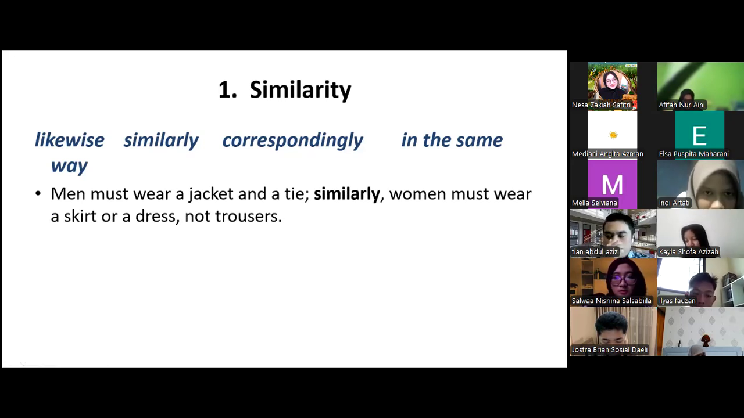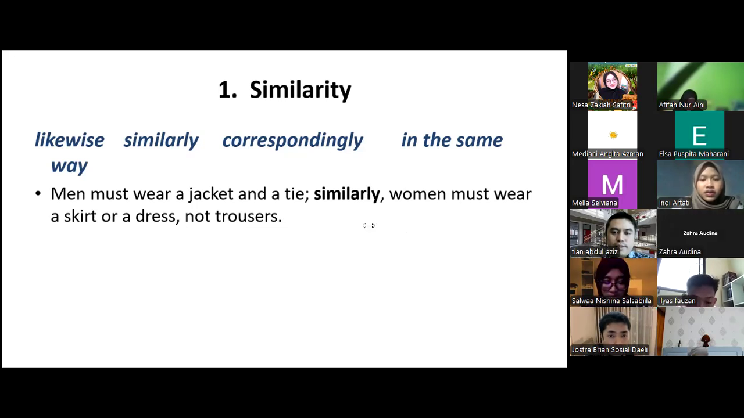I'll pick someone to read the sentence. Okay, for the first turn, I'd like to invite, let's start from the bottom, Zahra Audina. Okay, Zahra Audina, please unmute. Yes, sir. Okay. Zahra, please read the sentence.